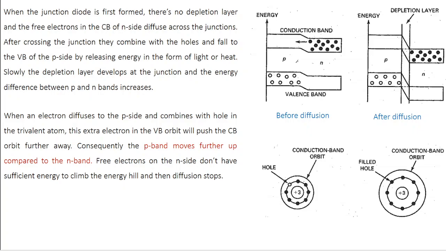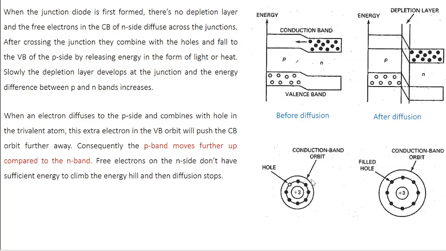Why does the energy difference increase in the case of p-n junction formation? Once again, this has something to do with the size of the orbit. During diffusion, an electron from the n side comes to the p side. It combines with the hole in the trivalent atom. If you look at the p side, you have a trivalent atom, and it has a vacancy or a hole in its valence band. So imagine you originally have 7 electrons and 1 hole in the valence orbit. Now from the n side, 1 electron comes to the p side and it fills this vacancy. Originally you have 7 electrons and 1 hole. Now you have all the 8 electrons here.